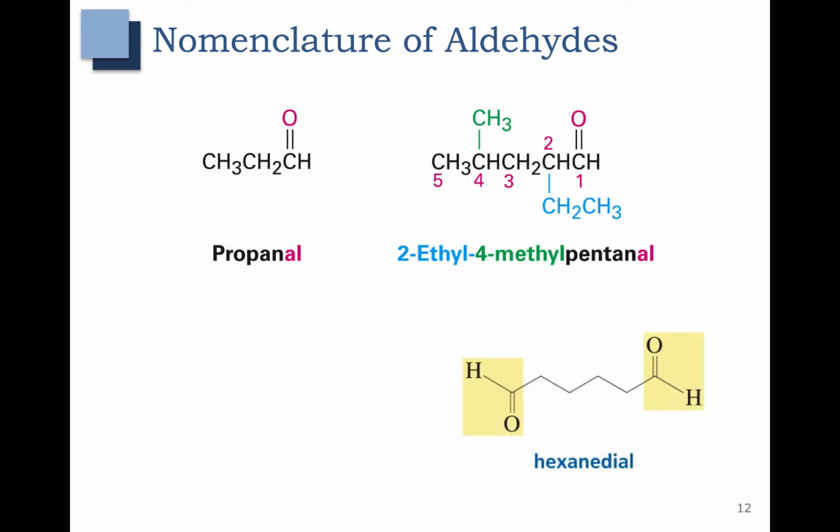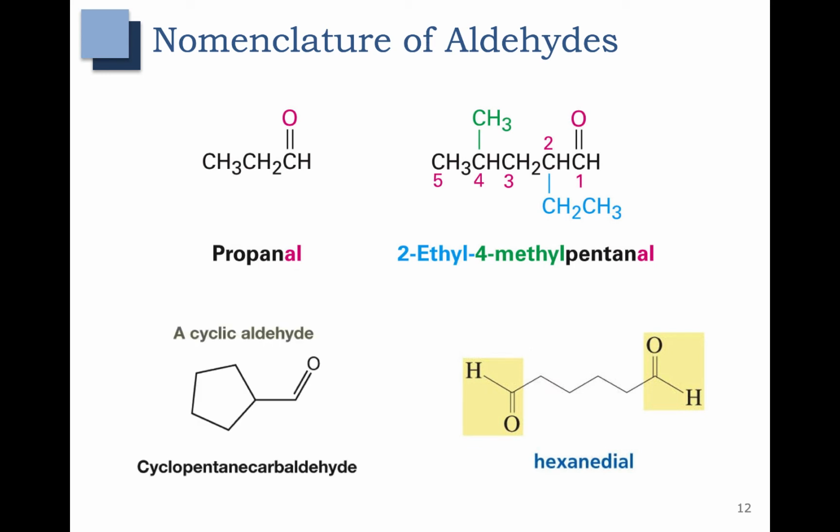Here's an example of a dial. Again, because we have more than 1 aldehyde, we have to add that E there, just like we did with the diketones and the triketones. It's only possible to have 2 aldehydes and have 1 at each end, so we don't need the numbers again.